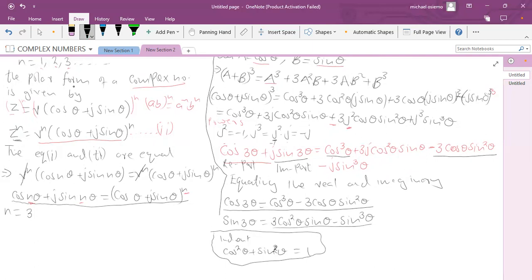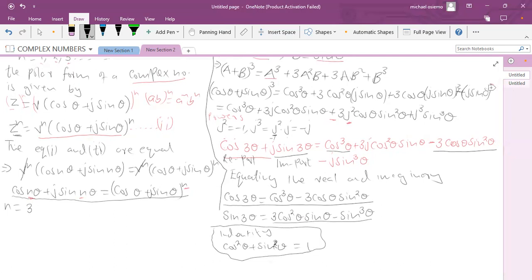And so if you want to simplify, maybe for cos 3 theta to be in terms of cos, you can simplify using the identity. Using the identity, cos squared theta plus sine squared theta is equal to 1. So with that, you can substitute the sine squared with 1 minus cos squared theta, or else you can also substitute the cos squared with 1 minus sine squared theta. So that's the expression for cos.